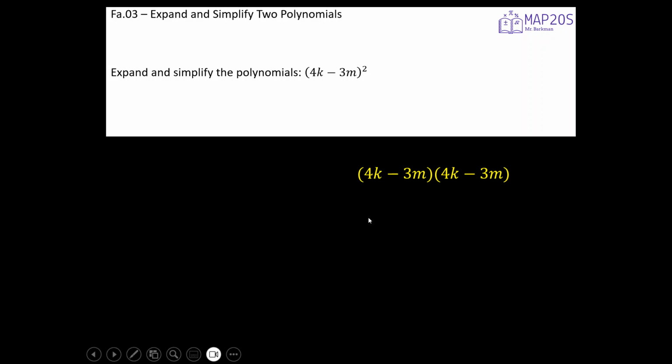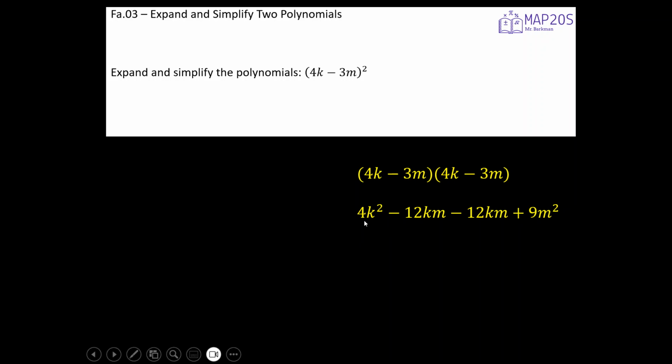Now, there are some tricks that we can look at when we're doing this, and we could actually go from our original and just come up with our answer. But if we don't see those tricks right away, and I'll explain them in just a minute, we can do exactly this and just multiply it through. 4k times 4k, 4k times negative 3m, negative 3m times 4k, and negative 3m times negative 3m. When we do that, we're going to get this as a result.